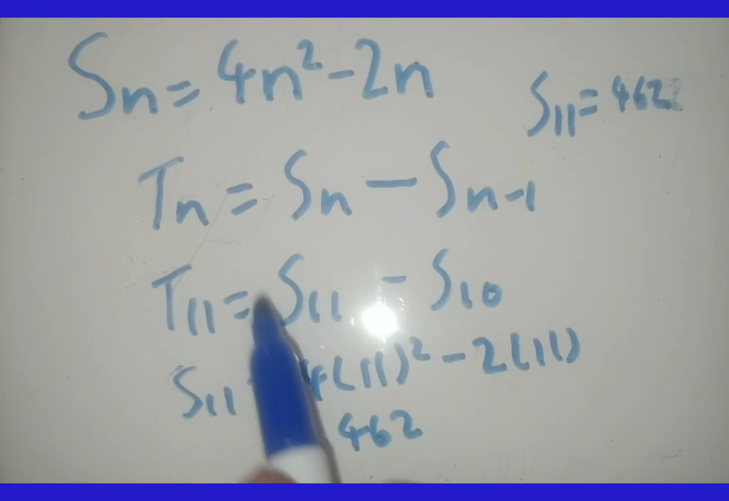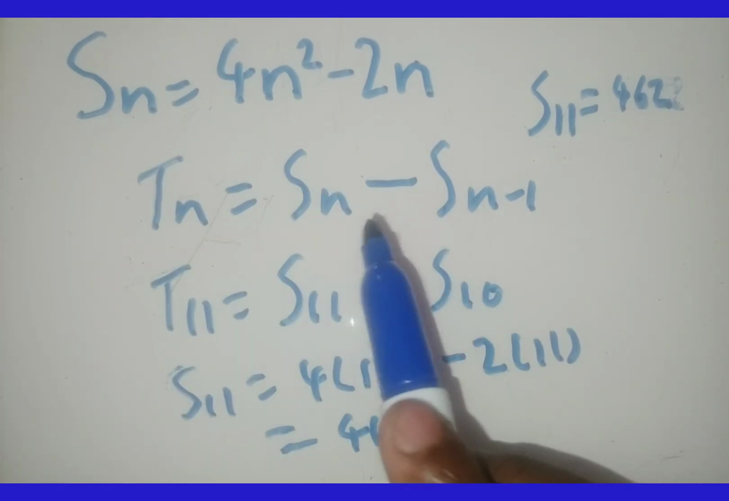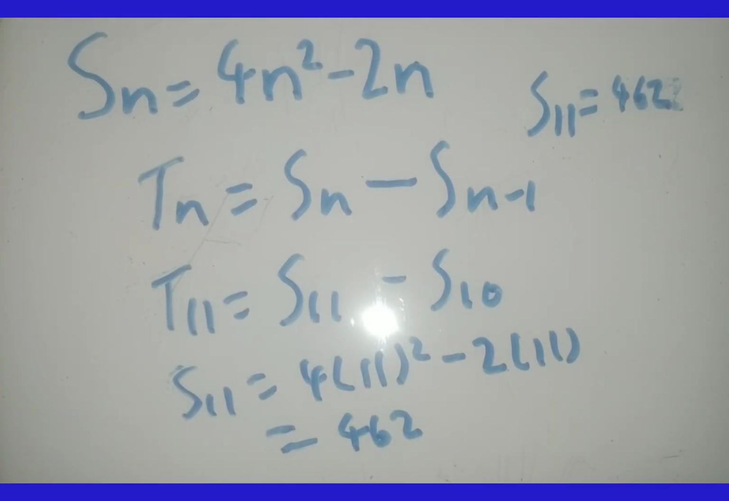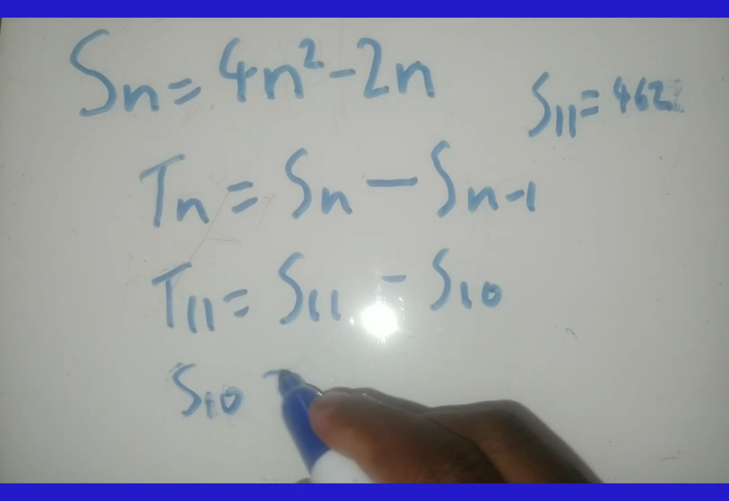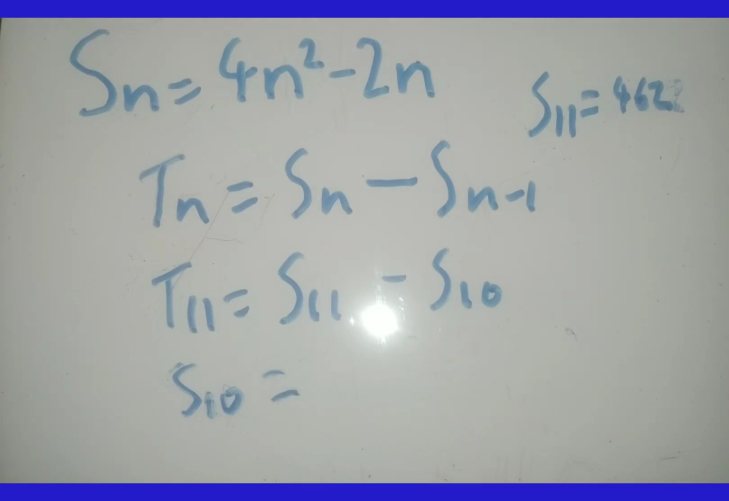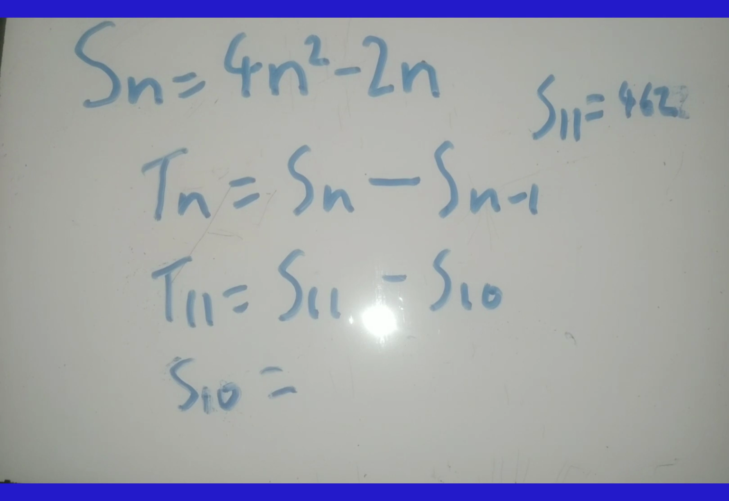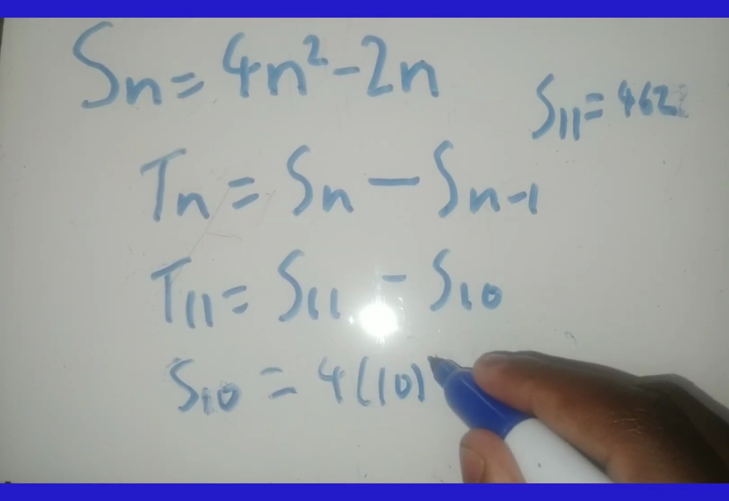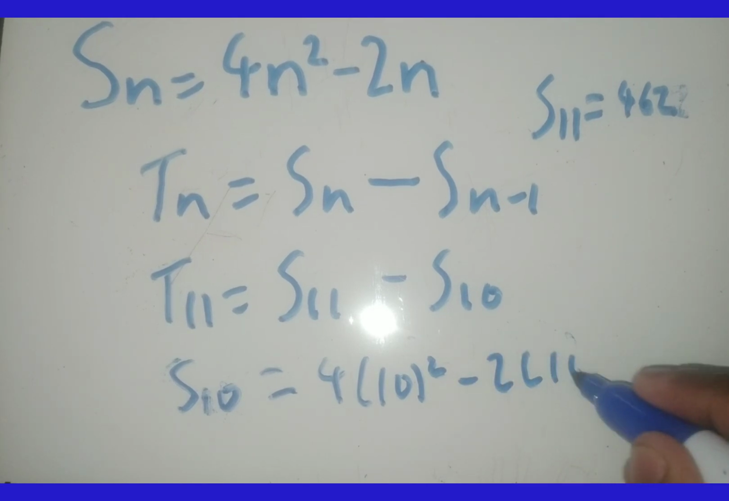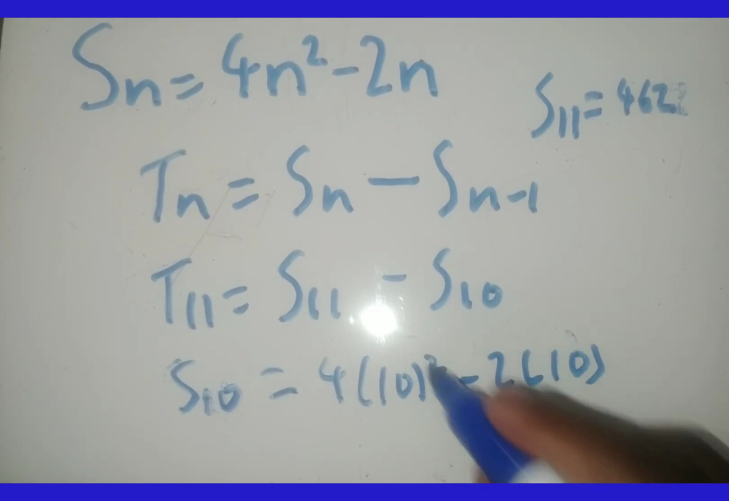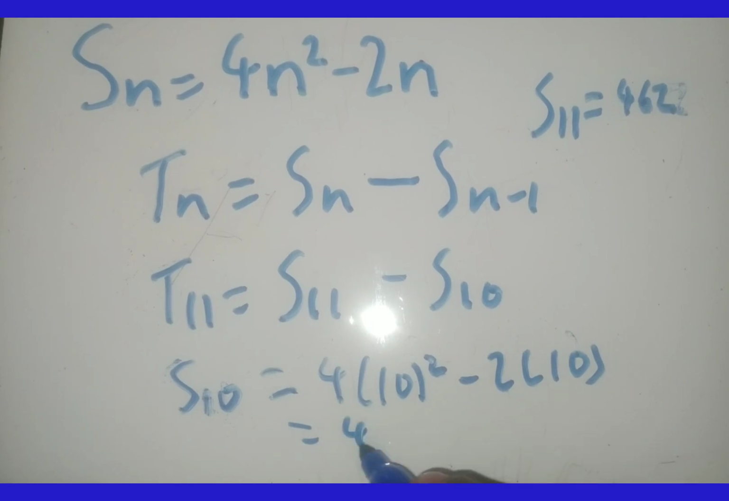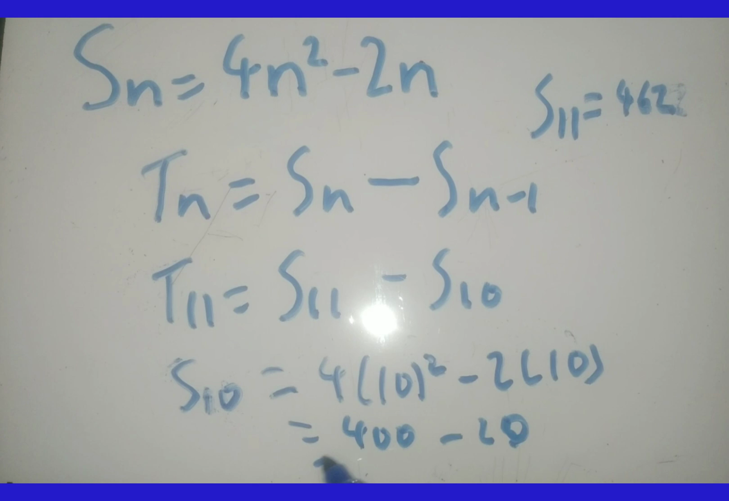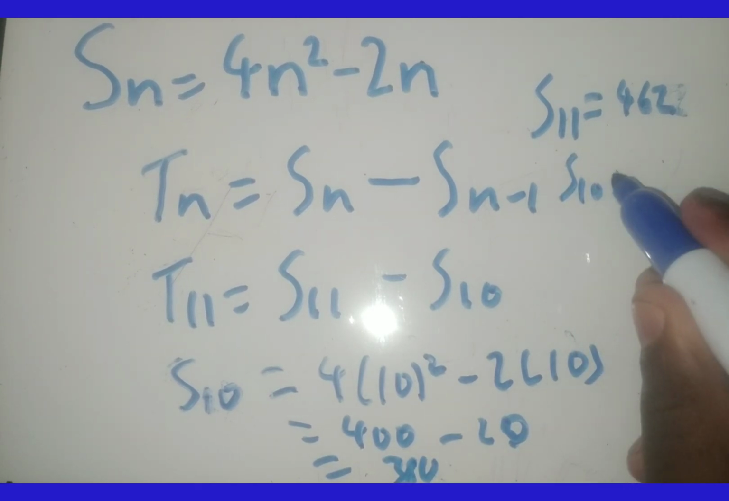Whenever they give you the sum formula, you can use it to find any term you want. So the sum of 10 terms, when you substitute into that formula, is 4 into 10 squared minus 2 into 10. Of course 10 squared is 100, so this is the same as 400 minus 20. It should be 380. So we found the sum of 10 terms, which is 380.